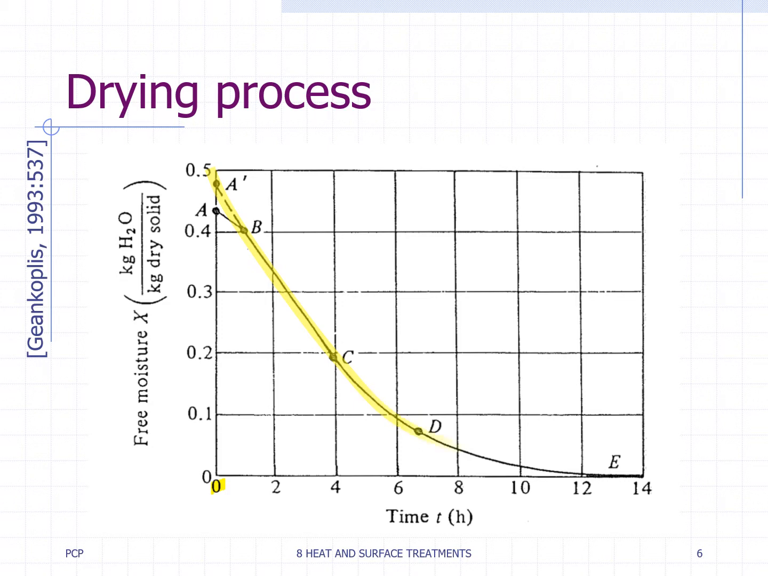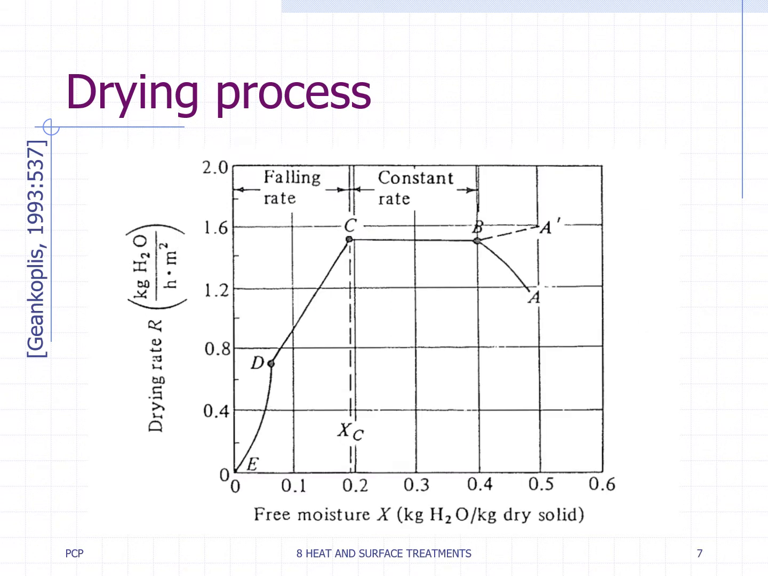From B to C, the line is straight, corresponding to a constant drying rate. At point C, the drying rate starts to decrease. At point D, it falls even more rapidly until it reaches point E, the equilibrium moisture content. Thus, the drying rate is strictly constant when the evaporation rate and evaporation surface area are constant.